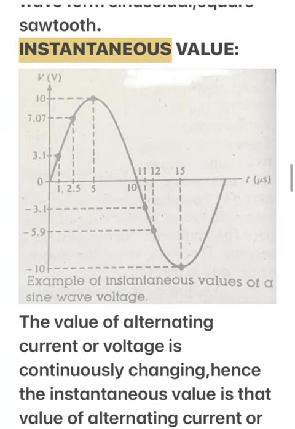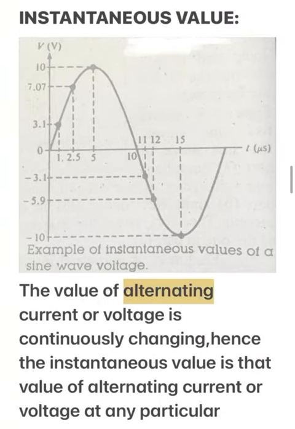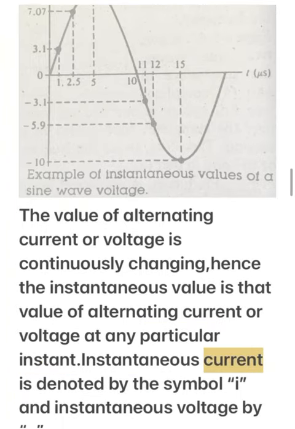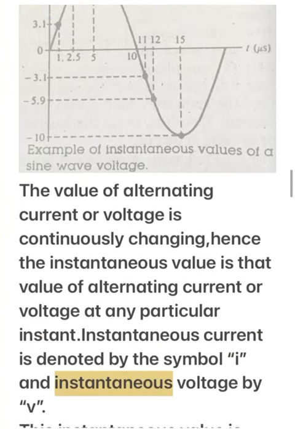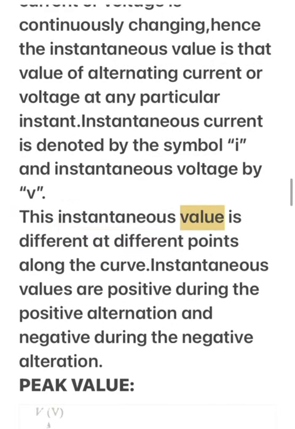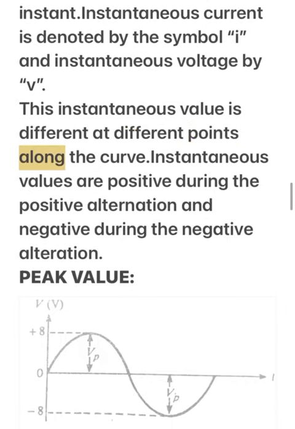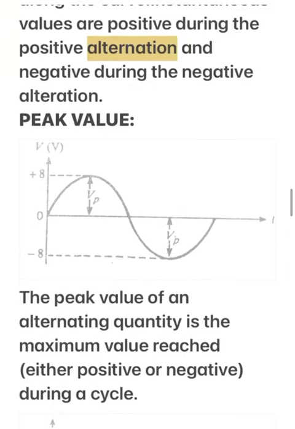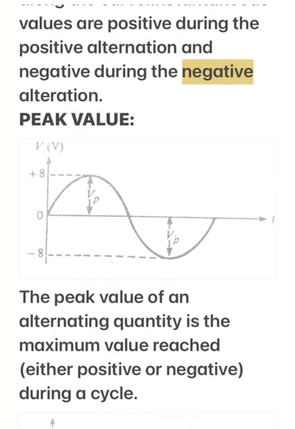Instantaneous value. The value of alternating current or voltage is continuously changing. Hence the instantaneous value is that value of alternating current or voltage at any particular instant. Instantaneous current is denoted by the symbol i and instantaneous voltage by v. This instantaneous value is different at different points along the curve. Instantaneous values are positive during the positive alternation and negative during the negative alternation.